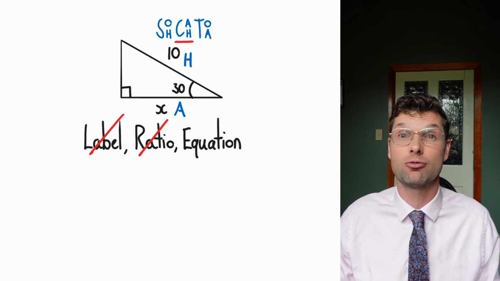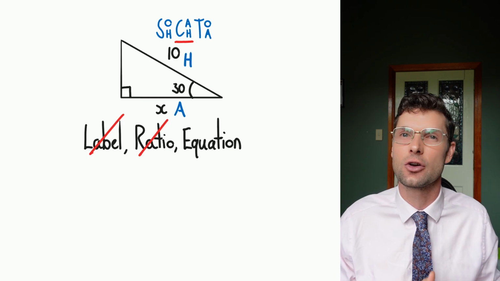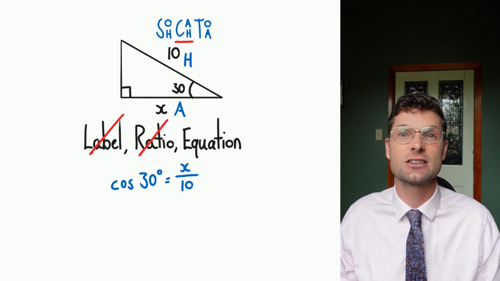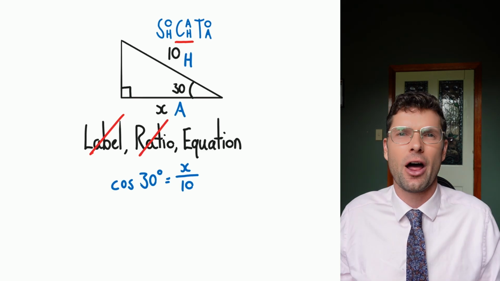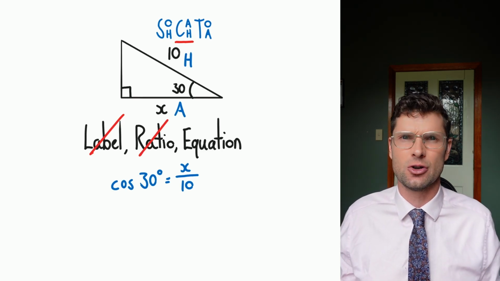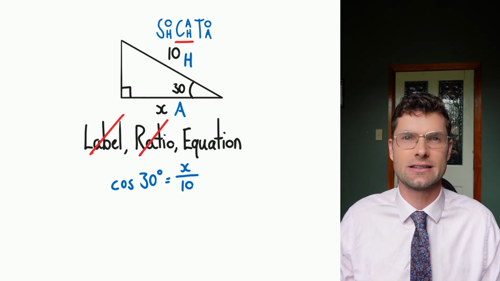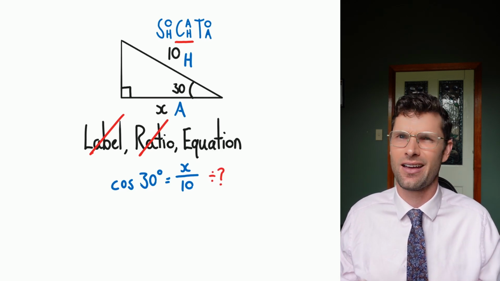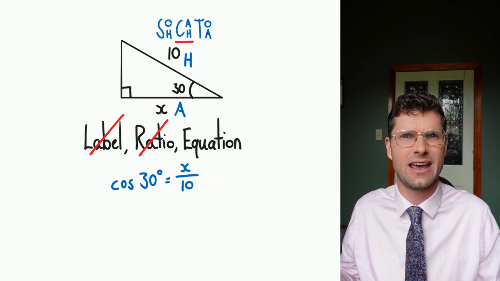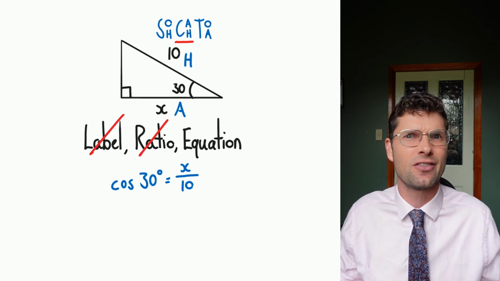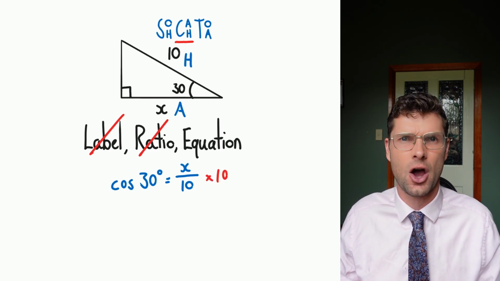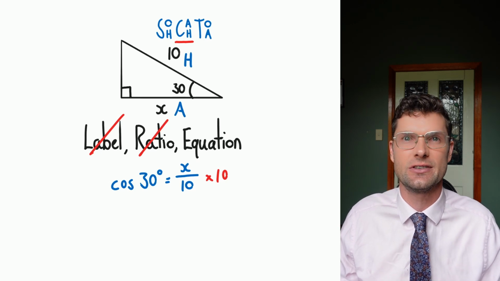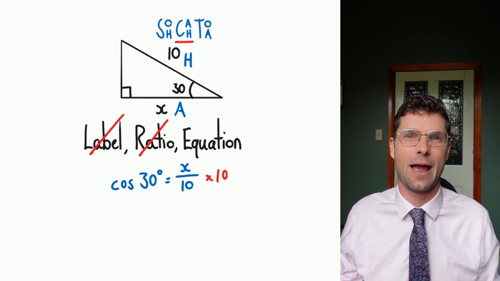Now what I've got to do is write cosine of the angle, so cos 30 is equal to the adjacent x over my hypotenuse. But I don't want to know what x over 10 is equal to, I want to know what x is equal to by itself. So in this situation I've got x divided by 10. And we know how to get rid of divided by 10, we've been doing it since year 7. The opposite of divided by 10 is times 10. But if I'm going to do that to an equation, I've got to do it on both sides. And the exact same thing happens here.